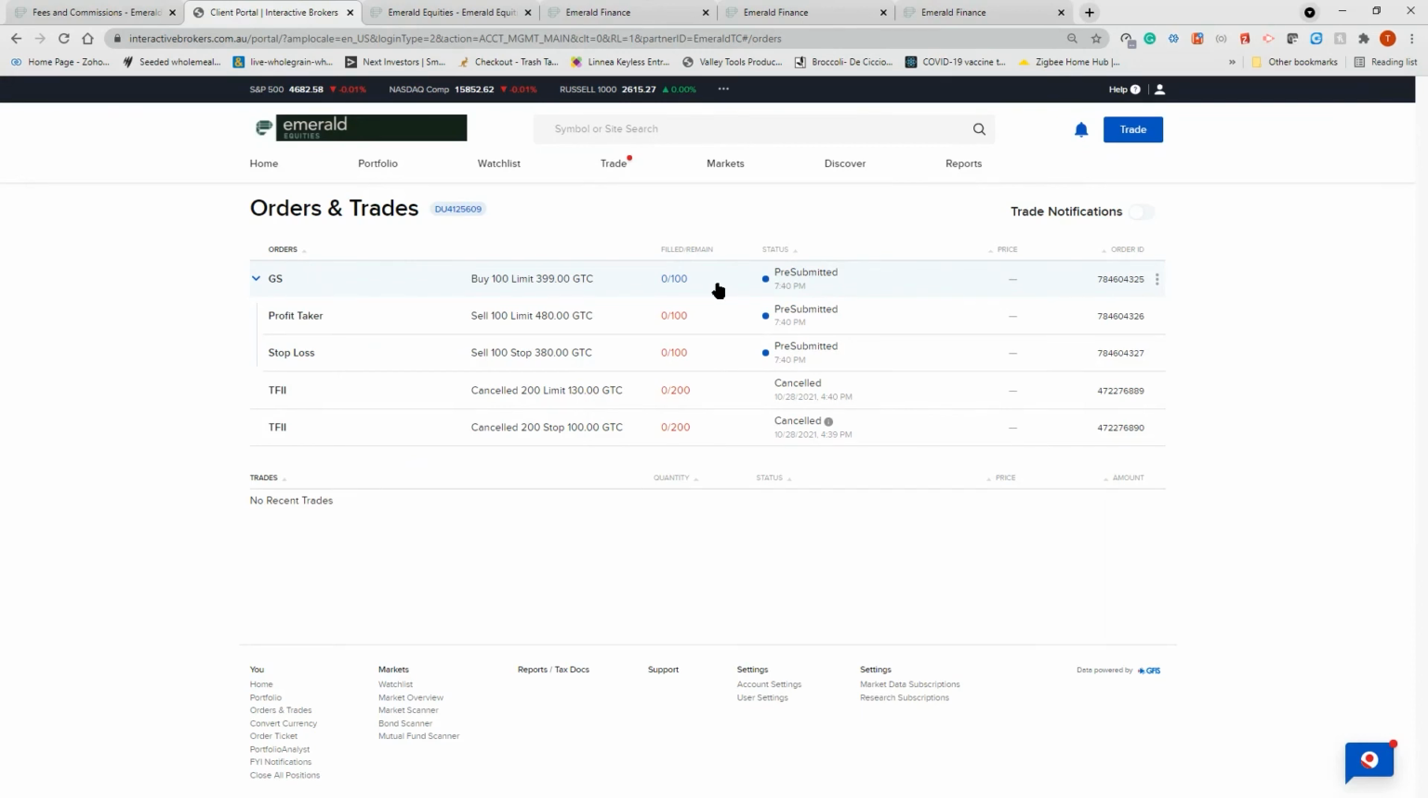Then same with these two orders, good to cancel. This sell order up at 480 doesn't go into the market unless it hits 480, and it's the same as this stop. It'll only go in if the share price falls down to 380. That's what's really cool about this platform, you can actually have predetermined stops.